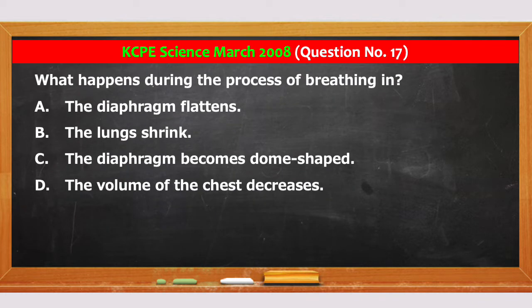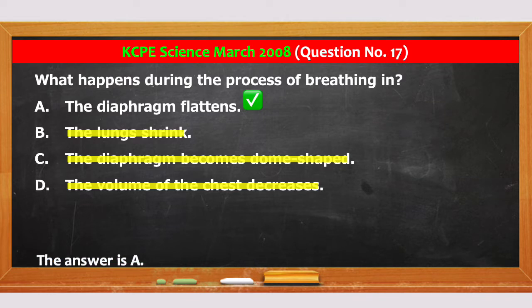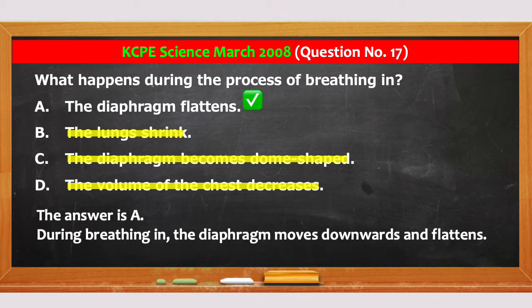What happens during the process of breathing in? A. The diaphragm flattens. B. The lungs shrink. C. The diaphragm becomes dome-shaped. And D. The volume of the chest decreases. The answer is A. During breathing in, the diaphragm moves downwards and flattens.